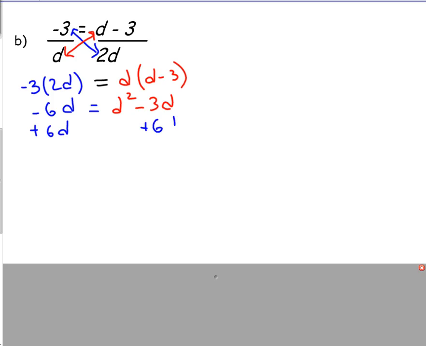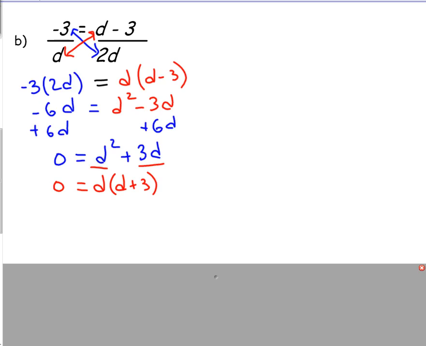And this would leave us with 0 is equal to, and then we still have a d squared, and then minus 3d plus 6d is going to leave us with a plus 3d. Alright, now notice that each term here, the d squared and the 3d, have a d in common. So we could rewrite this as 0 is equal to d times d plus 3, right? Since they both have a d in common, we can factor out a d and rewrite the equation like this.